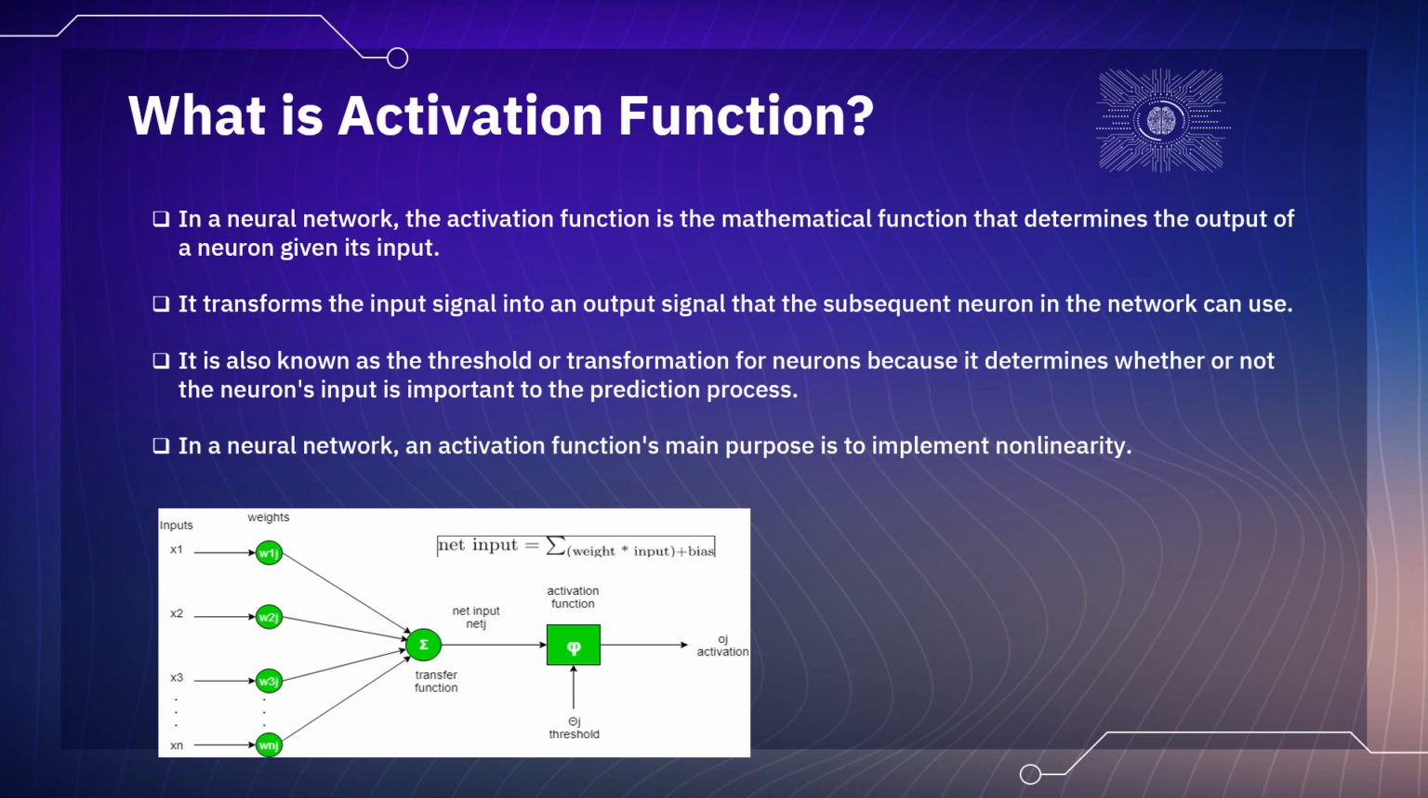The output of a neuron is determined by its input using a mathematical function called the activation function in a neural network. The input is subjected to an activation function before generating the output. This function determines whether a neuron is triggered and transmitted to the next layer. It is known as the threshold or transformation for neurons because it determines whether or not the neuron's input is important to the prediction process.